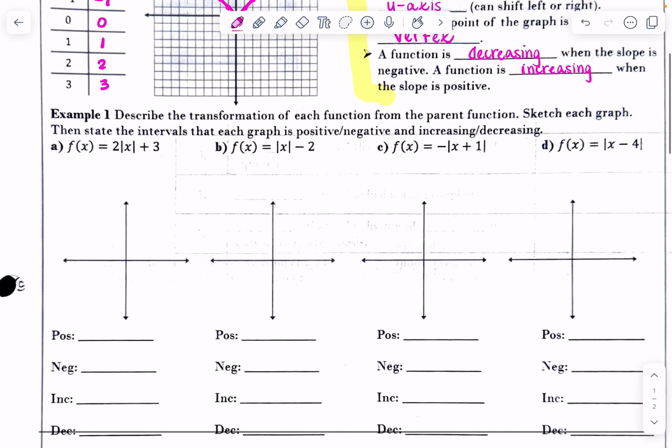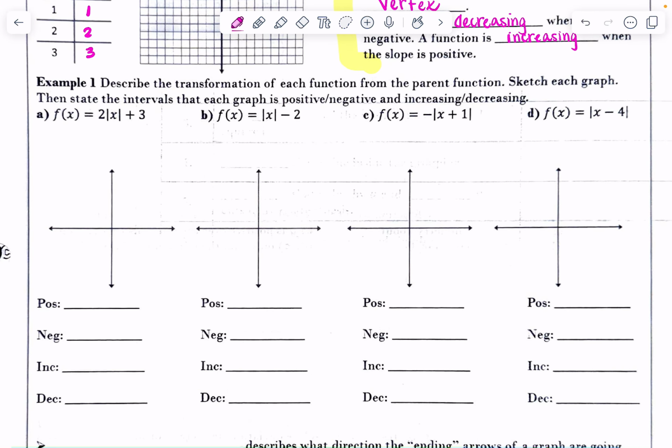So describe the transformation of each function from the parent function. Sketch the graph. Then state the intervals that each graph is positive and negative and increasing, decreasing. So positive and negative means that if it's positive in the domain of its x values and y values, well, just the y values, the positive, negative is down below. So if I'm going to highlight, positive is going to be this yellow, and then we could say orange is my negative values, okay?